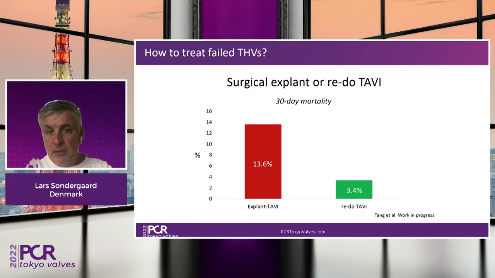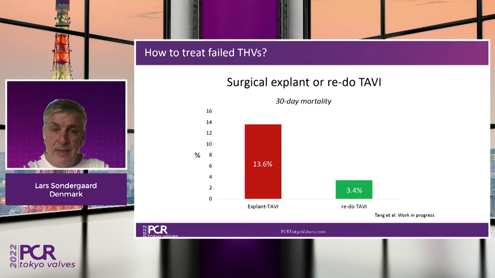And there will be, of course, two options. One is to send the patients for surgery, to explant the valve and put a surgical bioprosthetic valve in, which I personally think is very unlikely, because when this time is coming, the patient will be 10 or 15 years older. So why should he or she sign up for surgery when TAVI was done early on, when the patient was younger and had less comorbidity? And you can also see this is data from Gilbert Tang, work in progress.